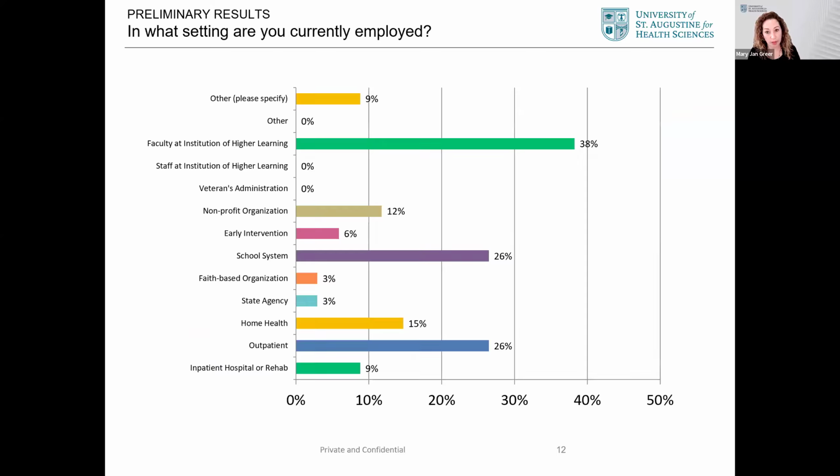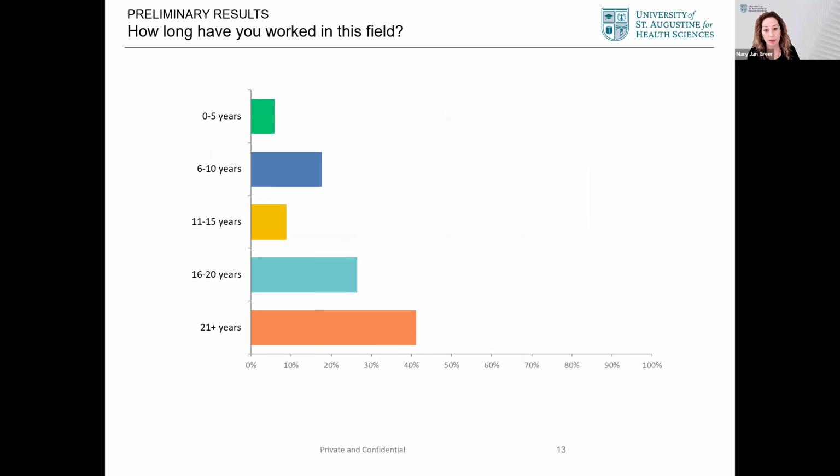Our participants are employed in a variety of settings, with 38% teaching at an institution of higher learning. And the second largest group is tied for school system and outpatient clinics at 26% each. A little over 40% of the respondents have worked in their field for over 21 years. As you can see, approximately 25% have worked in their field for 16 to 20 years, a little over 20% for 6 to 10 years, and a little over 10% for 11 to 15 years. Since the requirement is for the mentor to have expertise in the student's capstone topic area, we expected that most mentors would have worked in their field for many years.